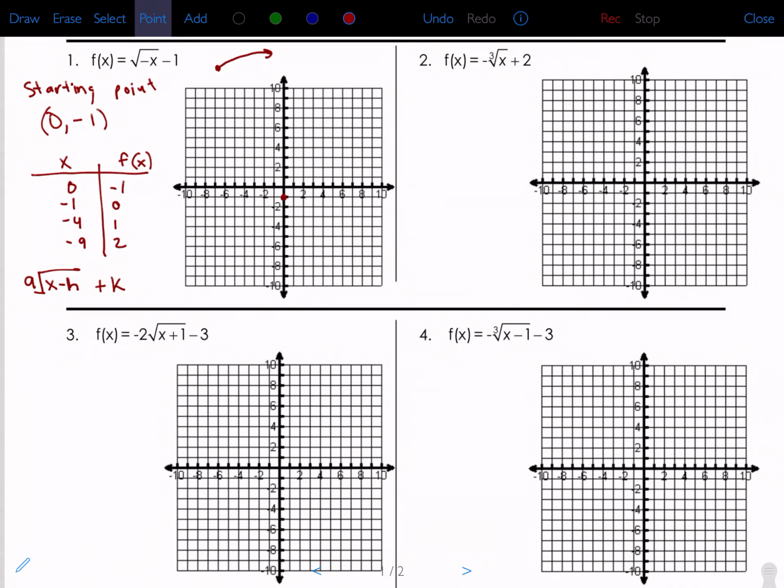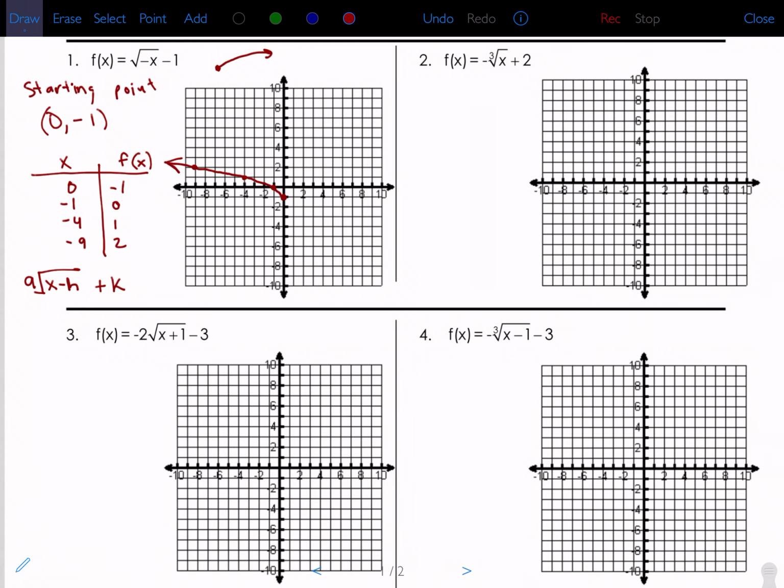So now we graph all those points, and we'll be done. We already got 0, -1. Now we got -1, 0. So -1 on x and then 0 on y. So there's right here. Then -4 on x, 1 on y. So -4 on x up to 1 on y right there. Then we have -9 on x and then 2 on y. So we're right there.